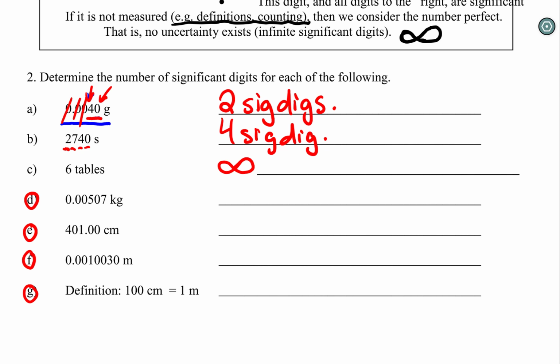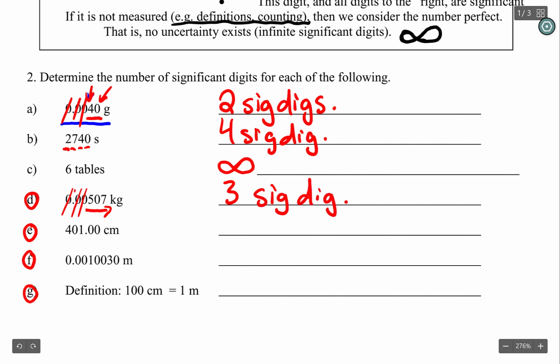Now that you've given that a try, let's go through the answers. So what I'm looking for is my first real non-zero number to the left. So I've got 0, it doesn't count, doesn't count, doesn't count. 5 is my first real non-zero number. This number and all numbers to the right of it are significant. So that would be 5, 0, and 7. There are 3 significant digits in that value.